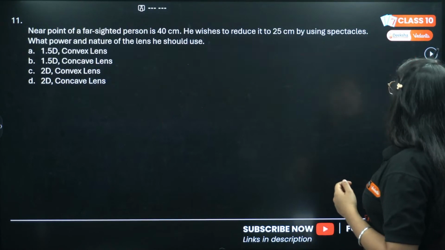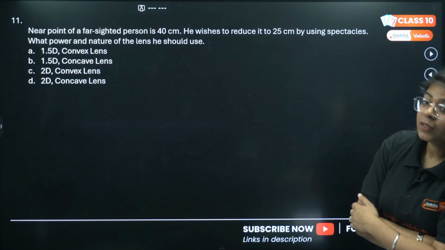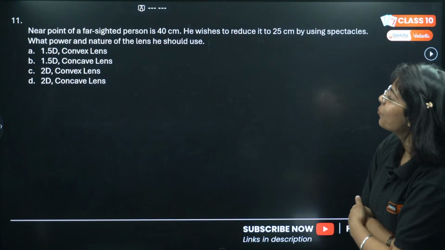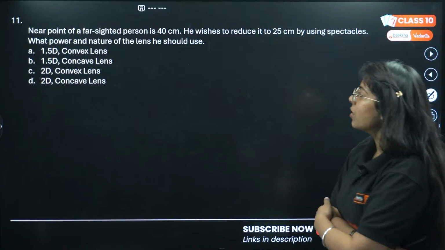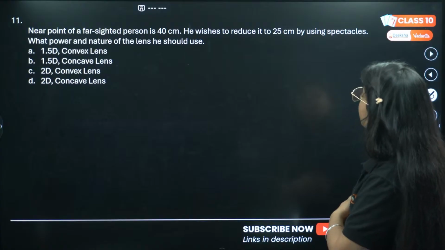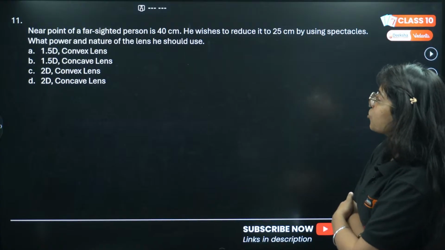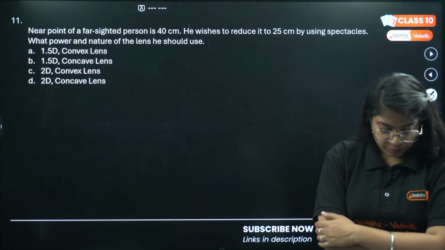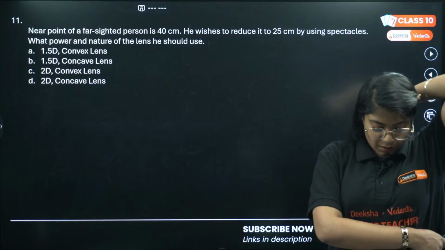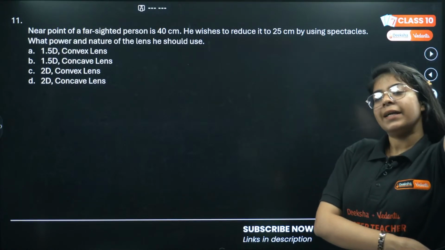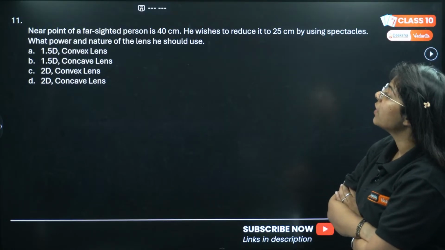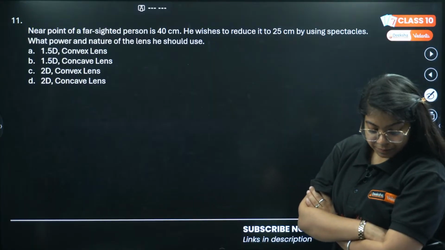Okay, moving on to the next question, that is the 11th. Near point of a far-sighted person is 40 centimeter. He wishes to reduce it to 25 centimeter by using spectacles. What power and nature of the lens should he use? Let me know. I've asked you to keep a pen and paper with you. Let me know the answer to this question. What kind of lens and what power of lens will a person use if he is far-sighted?